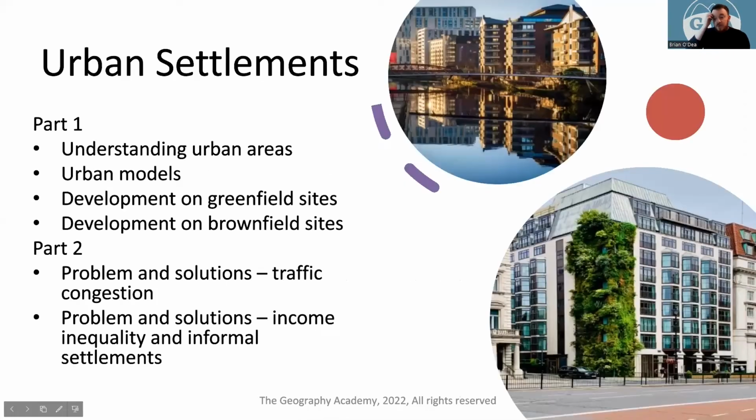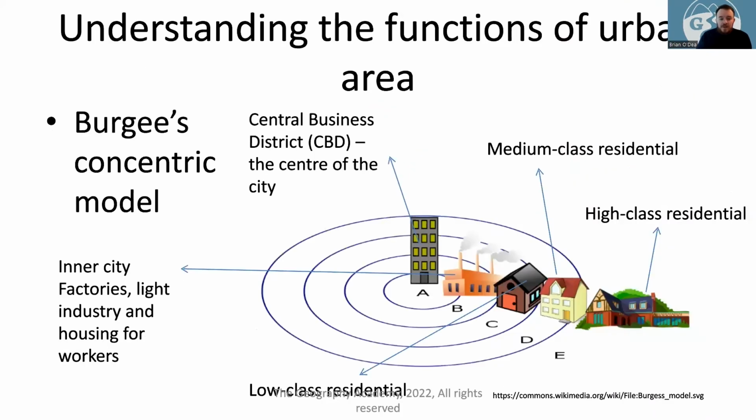We're going to split it up into two parts here. We're going to have understanding urban areas, the models, and the difference between greenfield and brownfield sites. There's quite a lot in part 1. Then part 2 will go on to a few more case studies. So the urban area then, many cities are different, but we can see a couple of similar characteristics in each one. So the urban areas, let's talk about the functions.